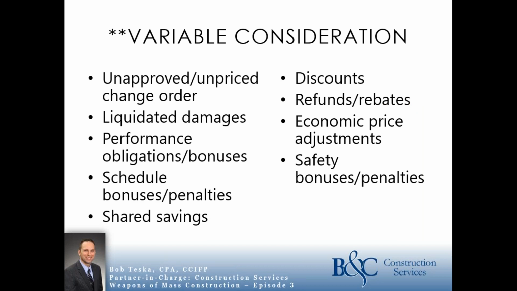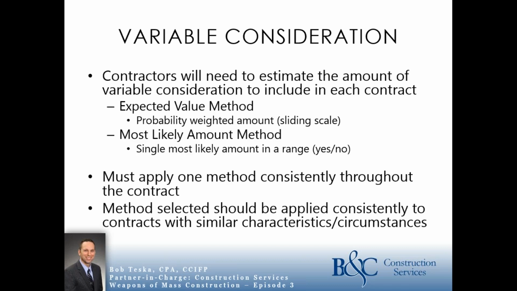And here's a list of the different types of variable consideration that should be considered. The one I think we're going to focus on the most is liquidated damages, just because that's an example a lot of people are familiar with. That would reduce the contract amount, as you'll see. But this could also be an addition, like performance bonuses. And there are examples of all this as we go through. So let's just start working through some of this.